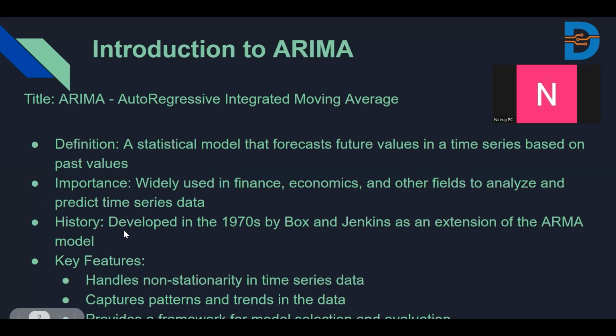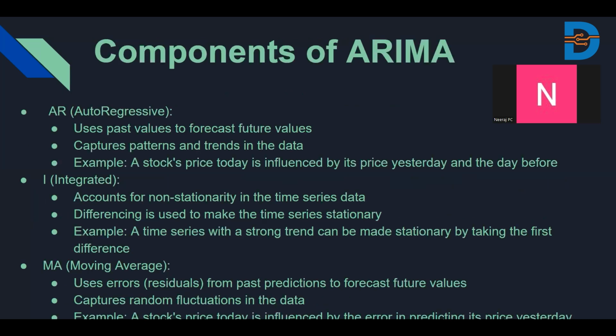It was developed in 1970 by Box and Jenkins as an extension of ARMA. The key features being it handles non-stationarity in the time series data, captures patterns and trends in the data, and provides a framework for model selection and evaluation.